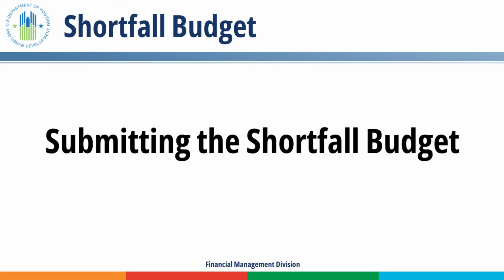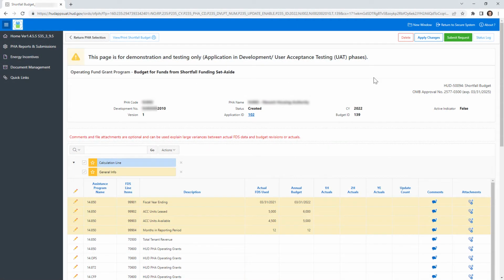Submitting the shortfall budget. After updating all required fields for the budget, your PHA is now ready to submit its budget. Only your PHA's Executive Director can submit the budget. Click Apply Changes to ensure all updates are saved. Click the Submit Request button. The portal will show a confirmation message stating that the shortfall budget is submitted.